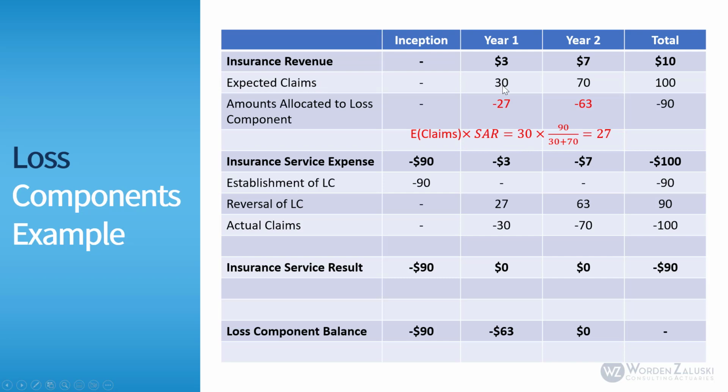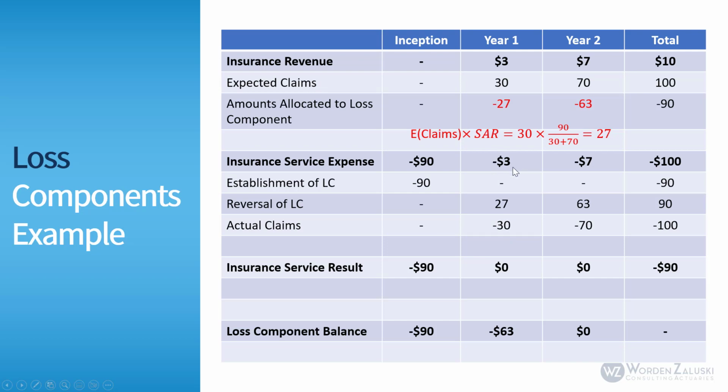So we're going to take our expected claims, 30, times our beginning of period loss component balance, 90, divided by the present value of our expected claims, 30 plus 70, so that's 100. So we're going to take 90% of this 30, which is 27. So we're going to take that off of our expected claims here, and we're going to add it into the insurance service expense with the reversal of the loss component. So what that does is it changes our insurance revenue to just $3 in the period. So 30 minus 27 is $3. And then the insurance service expense would be the actual claims of negative 30 plus this reversal of the loss component 27, which gives us negative $3.